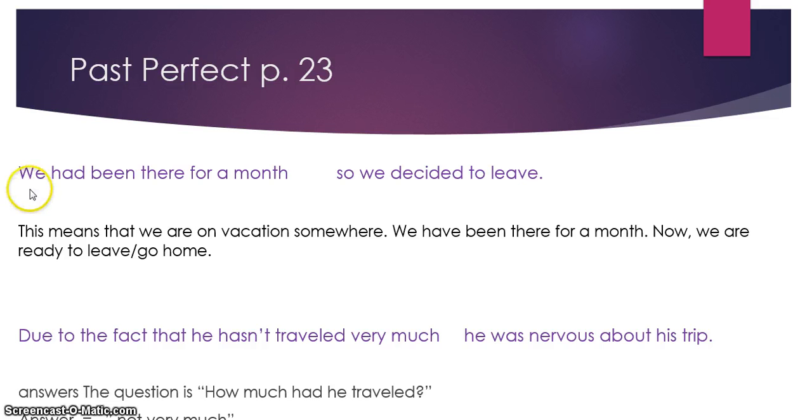Here's another example. We had been there for a month, so we decided to leave. Here's my had, here's my past participle, and there's my simple past. This means that we are on vacation somewhere. We have been there for a month, but now we are ready to leave or go home.